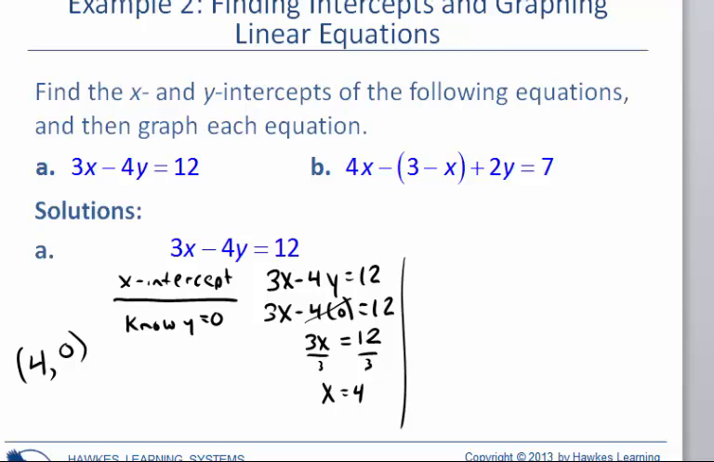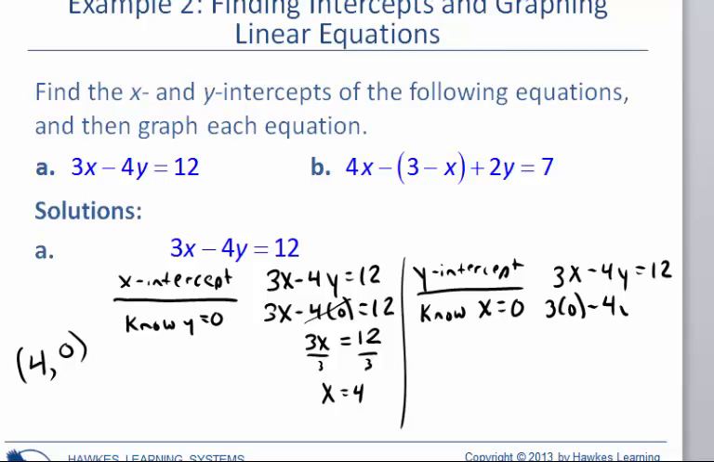Now our y-intercept, we're going to do something very similar. We're going to this time say to ourselves that we know that the x is equal to 0. And we're going to take our equation and plug a 0 in for the x, which will cause our first term to fall out, leaving me negative 4y is equal to 12. We'll divide both sides by negative 4, and y is equal to negative 3. And so we now know that the y-intercept is going to have an x value of 0 and a y value of negative 3.